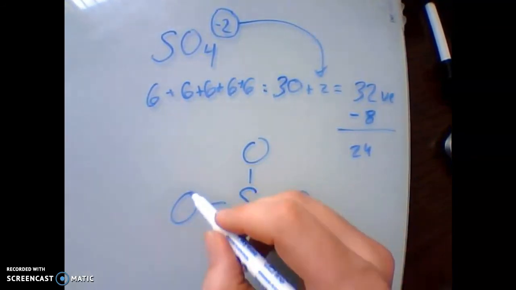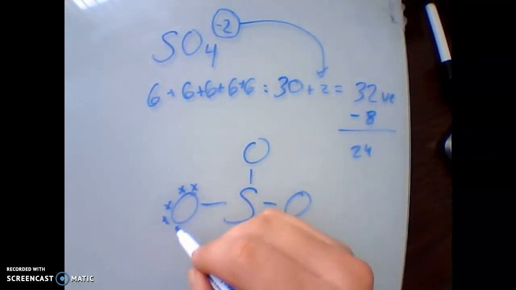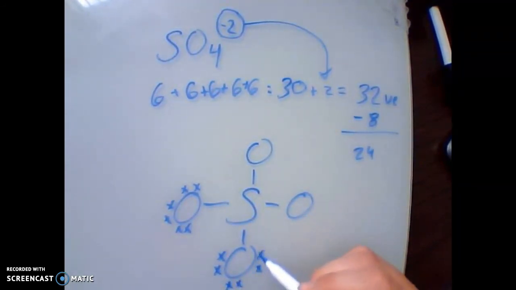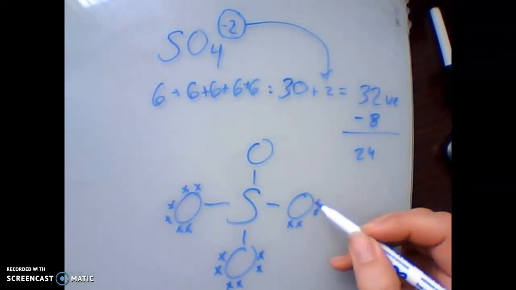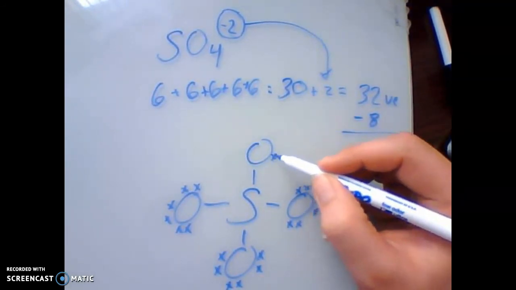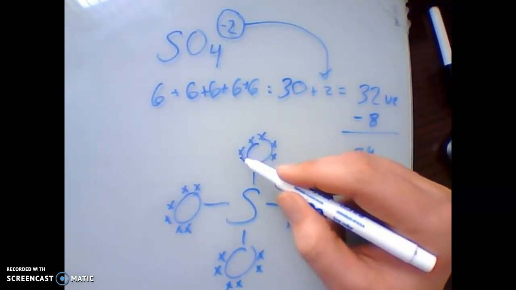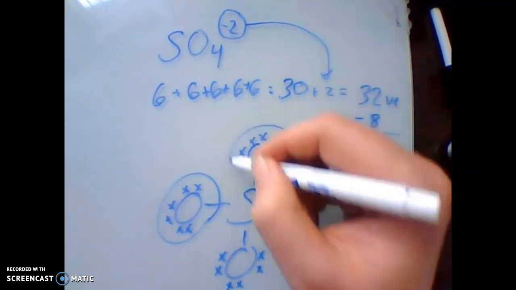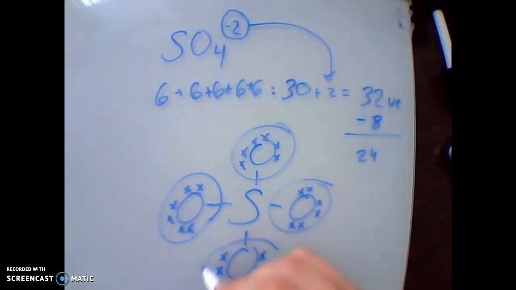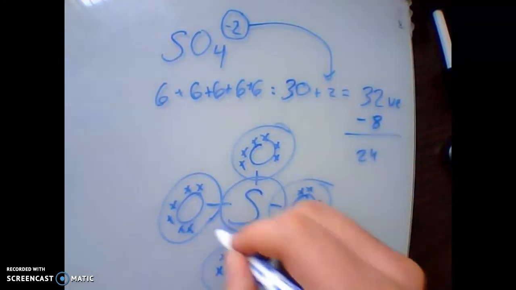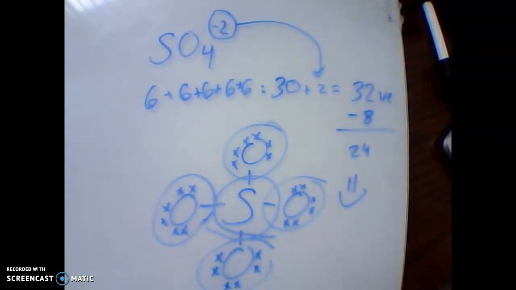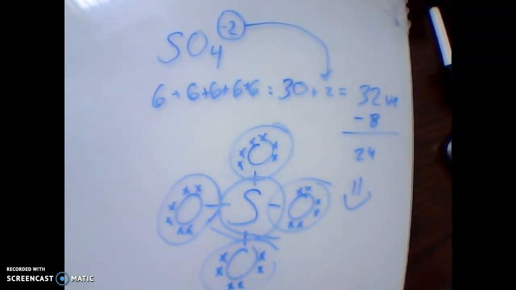So you just start putting them around. 1, 2, 3, 4, 5, 6, 7, 8, 9, 10, 11, 12, 13, 14, 15, 16, 17, 18, 19, 20, 21, 22, 23, 24. You look at everybody. Oxygen has all 8, 8, 8, 8, and sulfur has all 8 being shared. So there we go. We are all good with that Lewis dot structure. Sorry that this video is a little bit longer, but hopefully that does make sense.